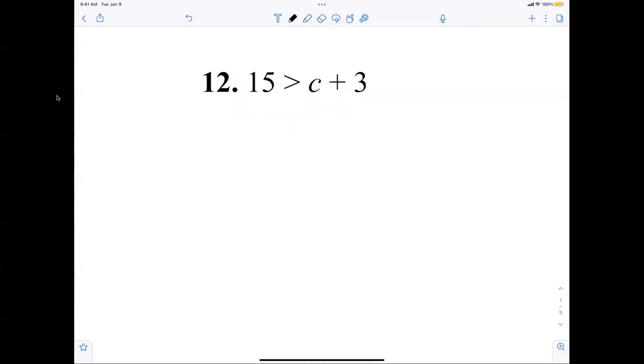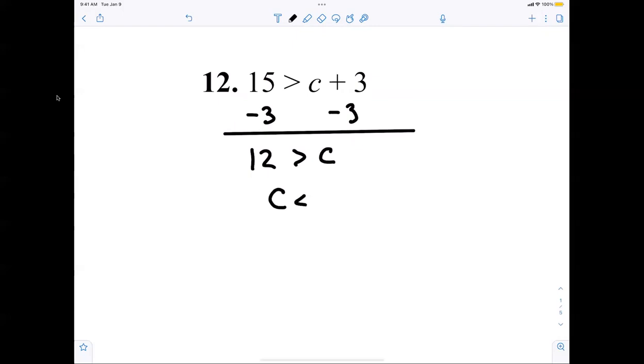So would you do -3? Yes, -3. So then you would have 12, and then you would change it to C is less than 12. Yes. C is less than 12.